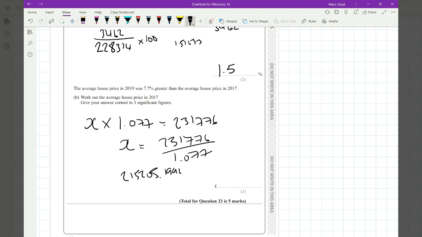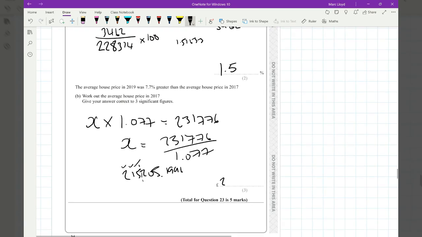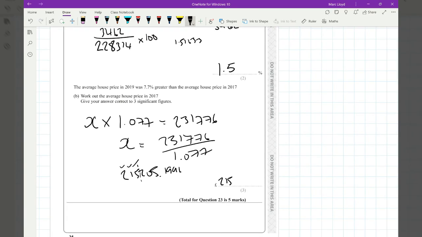That gives me 215,205.1996. Why does it want three significant figures? That means that because that's significant, that's significant, that's significant, we are rounding this to the nearest thousand. 215. A big error that people make is they finish it there. That's not the end because you've significantly changed the value of the number there. We put the zeros in and it's 215,000.